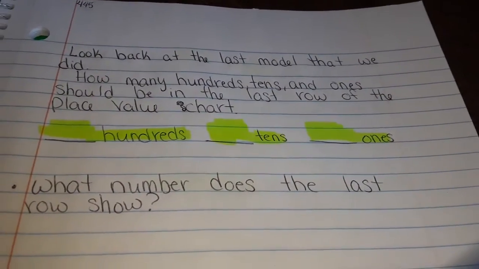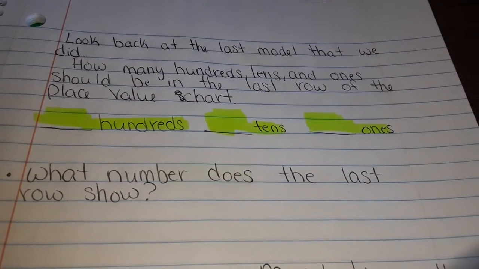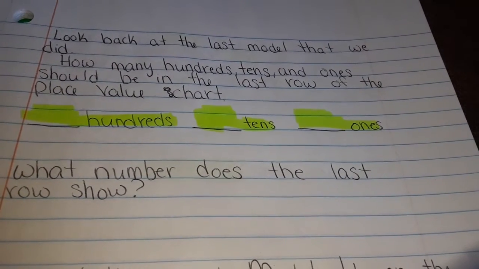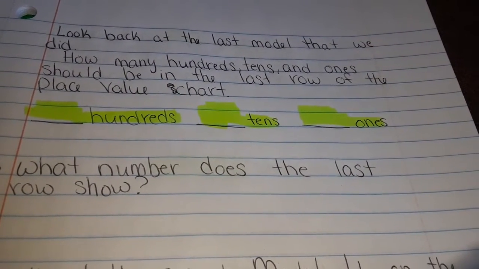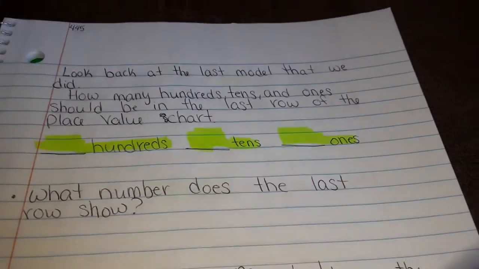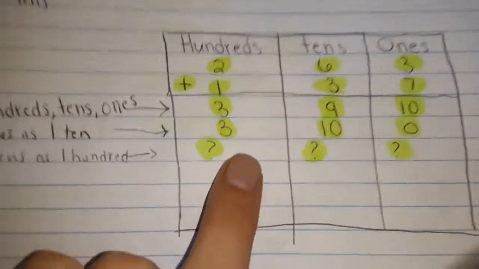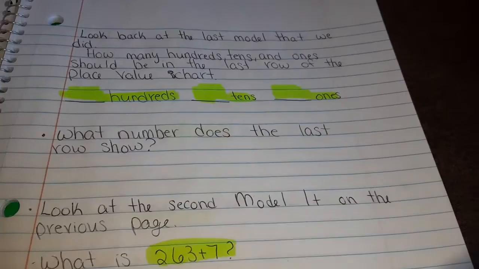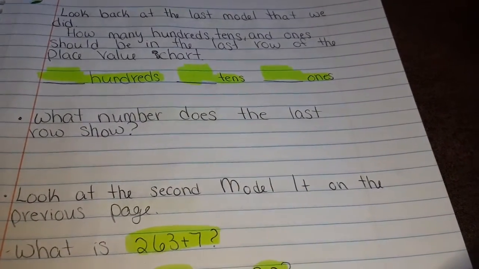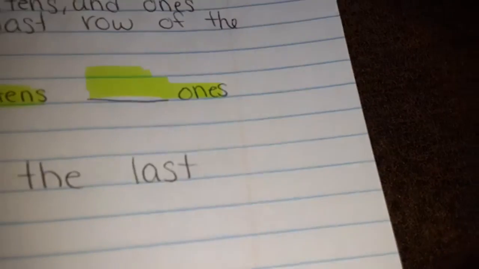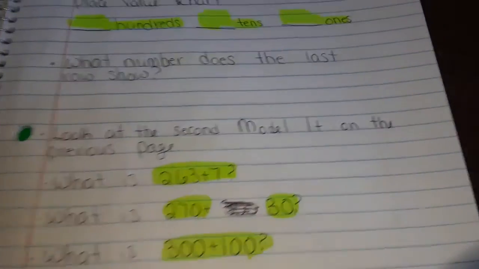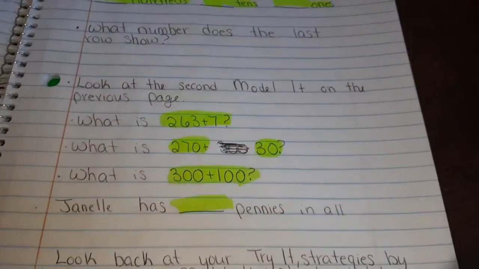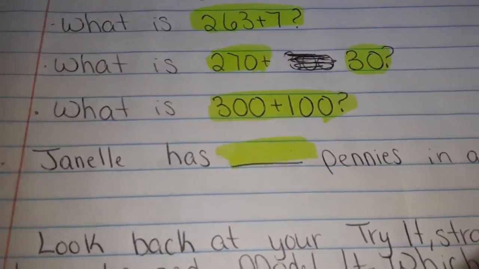Continuing on with the same question, we're looking back at the last model that we did. How many hundreds, tens, and ones should be in the last row of the place value chart? So it's talking about this. Which numbers should go here? What number does the last row show? Look at the second model on the previous page, and let's solve these questions.